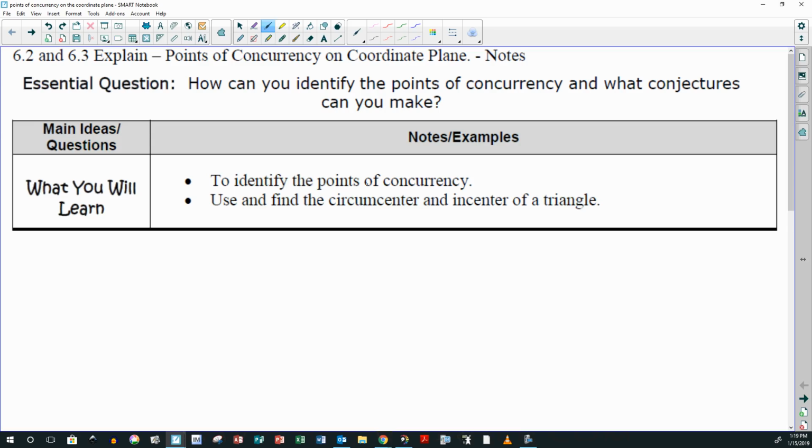We're still identifying points of concurrency. This time we're going to find the circumcenter, the incenter. We're also going to find the orthocenter. Okay, so this is something that we are also going to add.